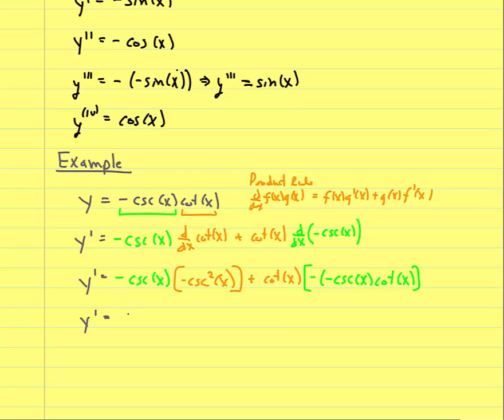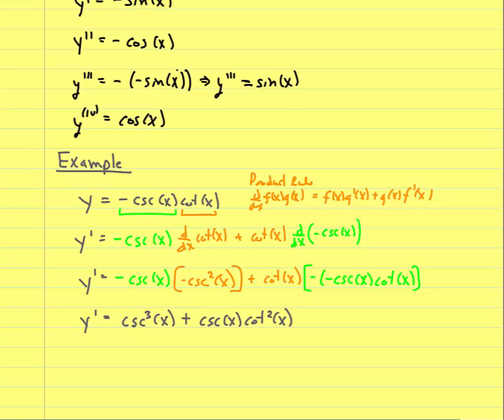Negative times a negative is a positive. Cosecant times cosecant squared is cosecant cubed. Plus, negative times a negative is a positive, so I have a positive cosecant x cotangent squared of x. So there's my first derivative. Now remember, as usual, the derivative is the slope of the tangent line at any defined point along a curve. I was going to find the second derivative of this one, but it's really ugly and we don't know the chain rule yet, and the chain rule would make this a lot easier.